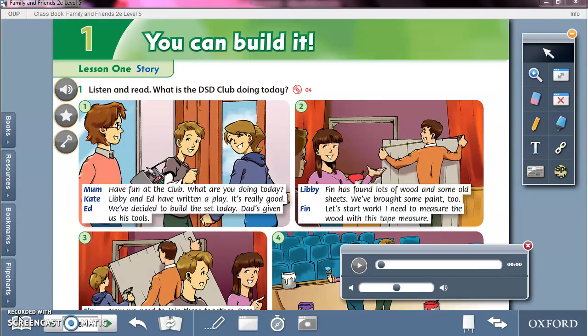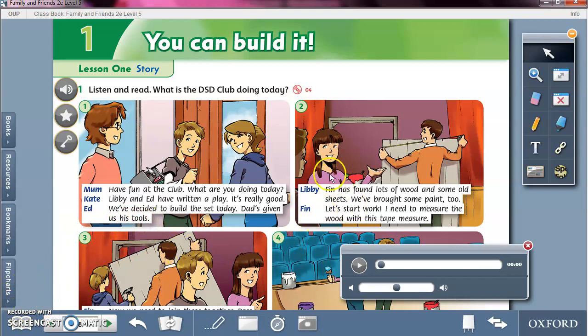Now we will translate the conversation in picture number 1. رح نترجم الحوار اللي دار بالصورة رقم 1. Mom said, have fun at the club. استمتعوا في النادي. What are you doing today? ماذا ستفعلون اليوم؟ Kate said, Libby and Ed have written a play. Libby وإد قاموا بكتابة مسرحية. As you noticed, a play here is a noun. A play is a noun, not a verb. A play means مسرحية. It's really good. إنها فعلا جيدة. It said, we've decided to build the set today. لقد قررنا أن نبني ديكور المسرحية اليوم. Dad's given us his tools. قام والدي بإعطائنا الأدوات الخاصة بالبناء.